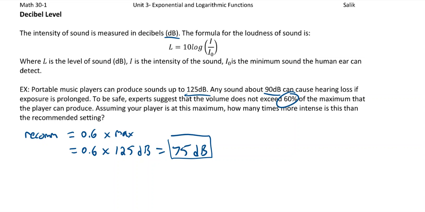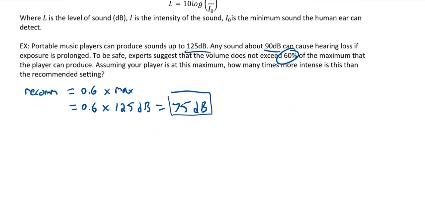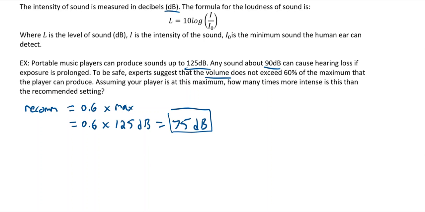Okay. Yep. And that works because the volume here is referring to the loudness. Yeah, good call. That's what it's referring to. It's not saying the intensity is 60% of the maximum. It's going to be that the volume will be your loudness in that case.